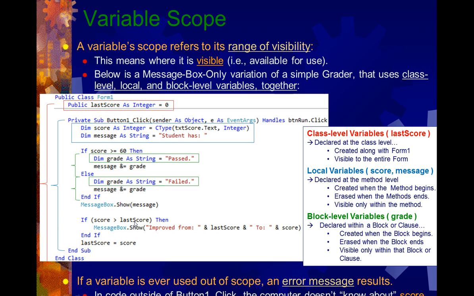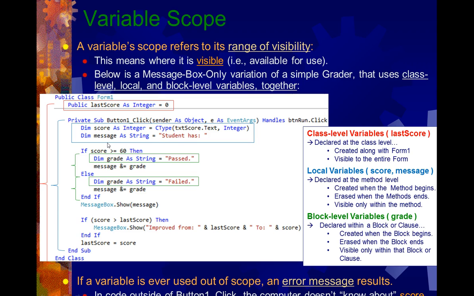So score is declared inside this button click, and message is declared inside this button click. So the idea is that we are reserving all kinds of memory for different variables, right? Like here I'm reserving a certain amount of memory for score. Here I'm reserving some other amount of memory for message, and so on. Every time you declare a variable, you're reserving some memory.